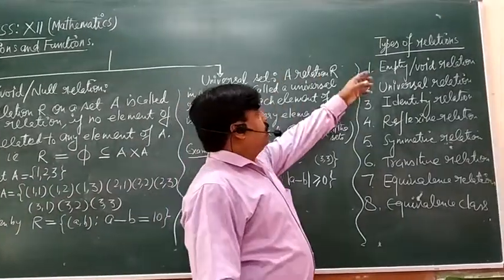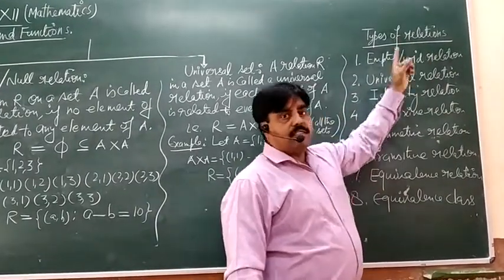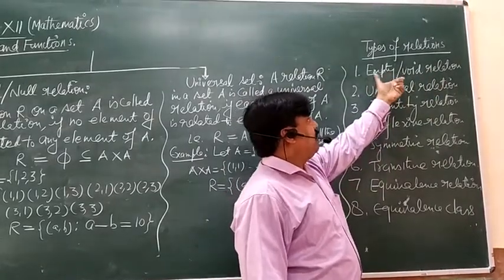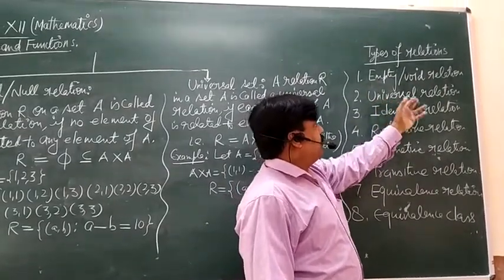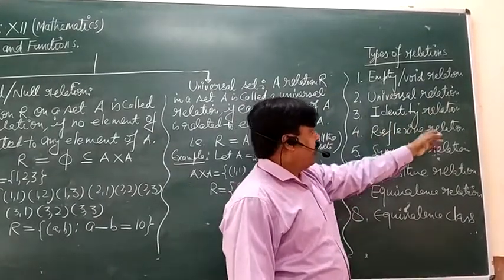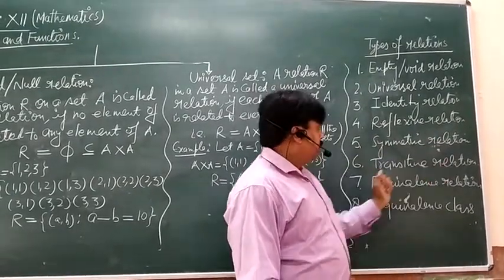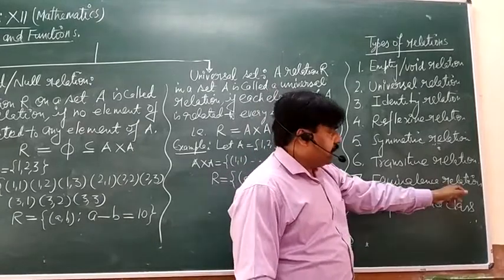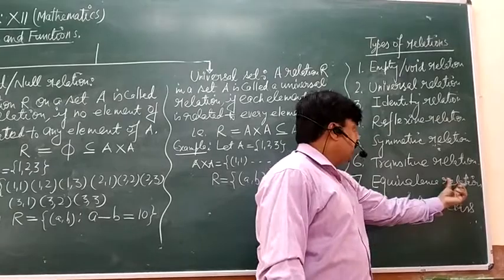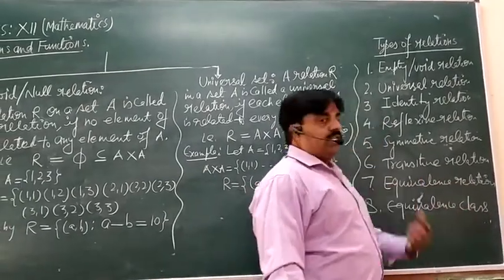Okay, now we will discuss the types of relations. In types of relations, we will discuss first the empty or void relation. Second, we will discuss the universal relation. Third, the identity relation. Fourth, the reflexive relation. Fifth, the symmetric relation. Sixth, the transitive relation. Seventh, the equivalence relation. And at last, we will discuss the equivalence class. Equivalence relation and equivalence class are different, and here we will discuss both.